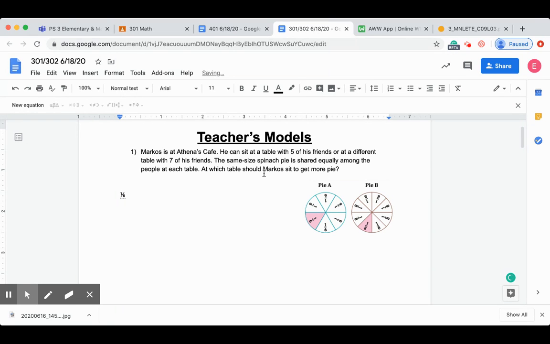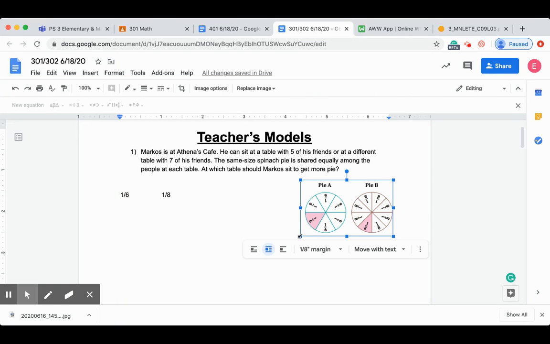Then at the other table, we will have, again, he gets 1 slice of the pie. And if there are 7 of his friends at that table, then 7 plus 1 is 8 because he's also going to be at the table. So it's him and his 7 friends. So we need to know if he's sitting at a table where he gets 1/6 or 1/8 of the pie, which table would get him more pie?